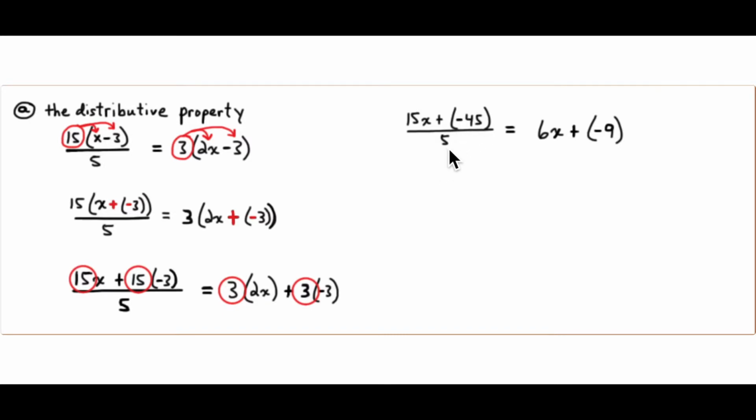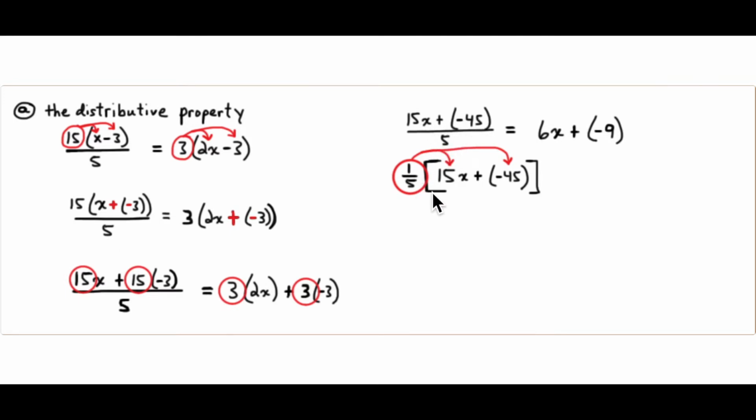That all gets divided into 5 equal groups, and that equals 6x plus negative 9. So 3 times 2x equals 6x plus 3 groups of 3 negatives is a total of 9 negatives, or negative 9. Now this is also the distributive property. The authors don't say that in their solution, but this is dividing by 5, and you have to divide both of these terms by 5.